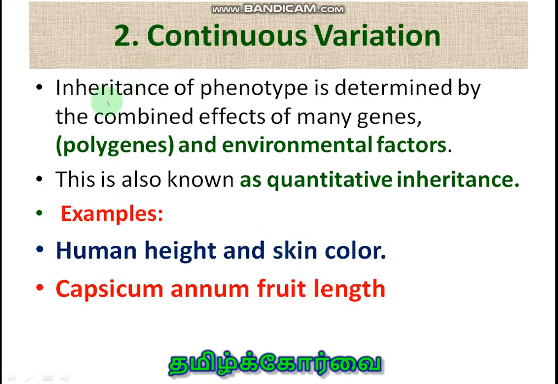Continuous variation is also determined by many genes, polygenes, many genes means polygenes, and also the environmental character. It is also said to be quantitative inheritance. In order to interpret the result, we have to quantify in terms of number of fruits, number of seeds, etc. So it is said to be quantitative. Example: human height and skin color. Suppose you take skin color from complete fair complexion to complete darkness. There are so many varieties of skin complexion we could find. So that is quantitative inheritance and also continuous variation.